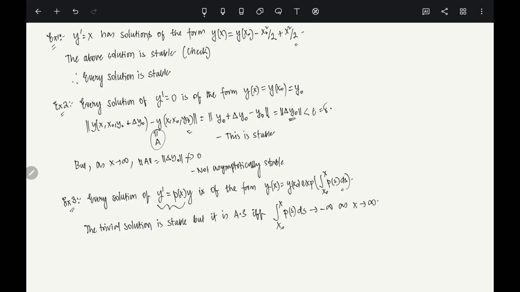Okay, so what we proved is, in this case the trivial solution is stable and it is also asymptotically stable if and only if this particular condition holds. Is it okay? Right.